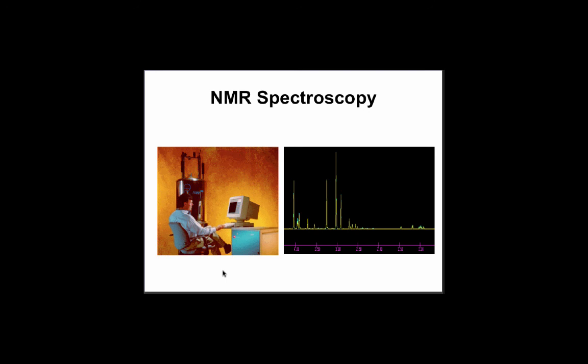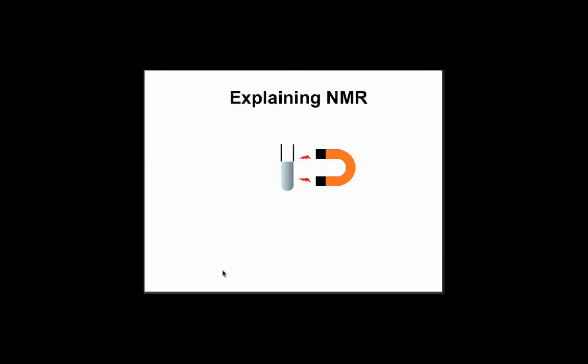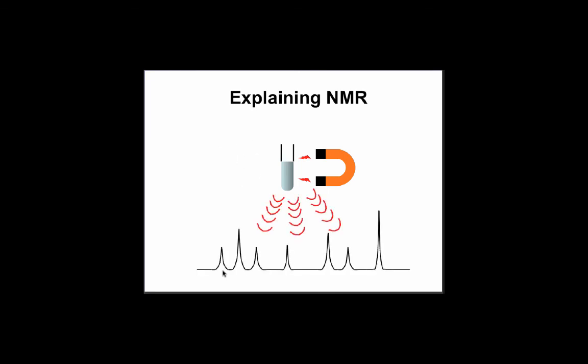It looks like a mass spectrum, with very narrow peaks of different intensities. We look at them on the basis not of mass to charge, but of their chemical shifts. So for NMR to work, you have to put a liquid sample under a strong magnetic field, and then you send radio waves onto the sample, and you see how well those radio waves are absorbed. Some are strongly absorbed, some have weak absorbance, and there's going to be an absorbance spectrum over a whole range.